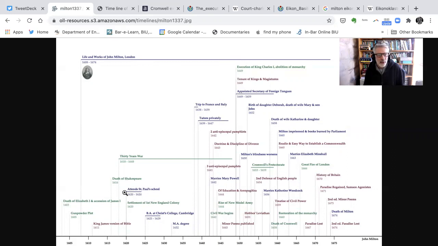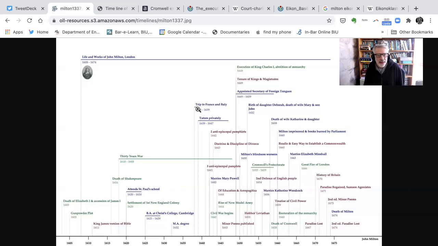He attends St. Paul's School, which is kind of cool because John Donne is the dean of St. Paul's at this time, and the curriculum there was very, very rigorous, and he studied all the things that we've been studying, but in their original languages. Then he got a BA at Christ College in Cambridge. He went on to get an MA, which just meant he read a ton.